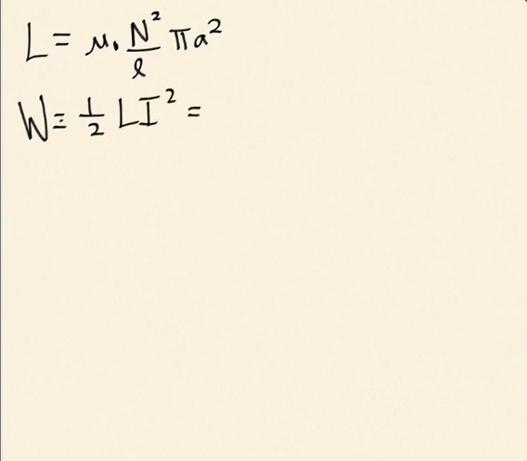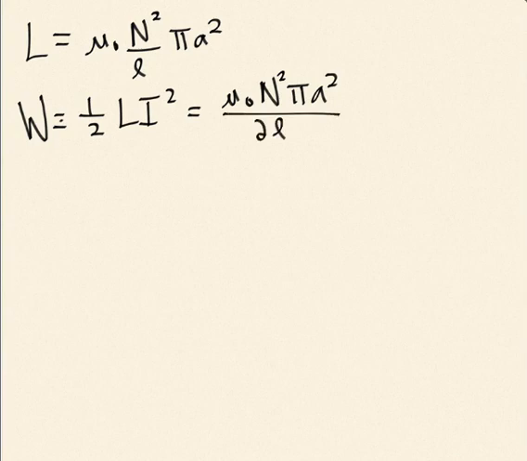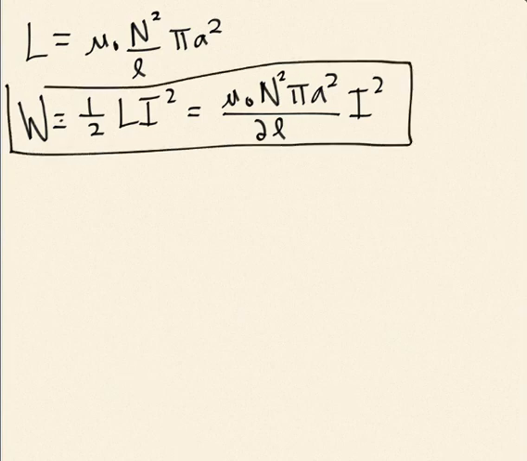which, given our expression for inductance above, I get mu naught N squared pi a squared over 2L, where L is the length of the coil, times I squared. Okay. All right, so that would be the energy stored in a long solenoid because I'm driving a current in it. Okay, so again, I think about this as having to push against the back EMF of the inductor, and that energy I spent is what I've written here.